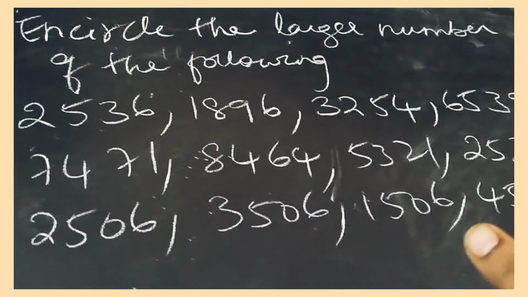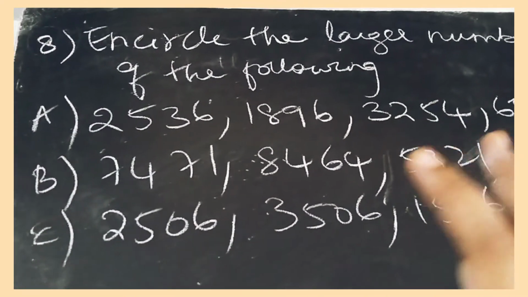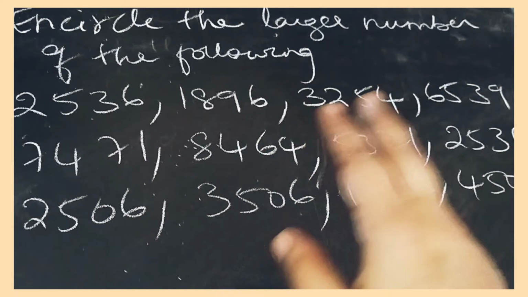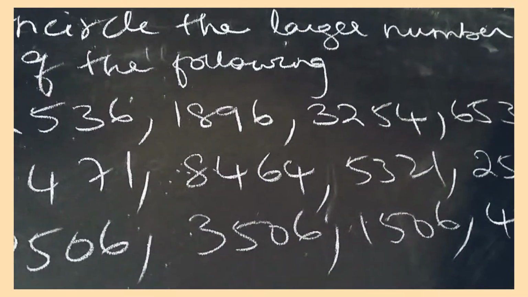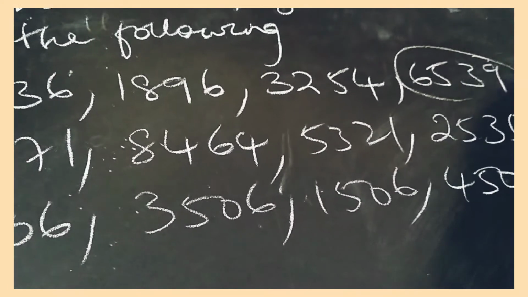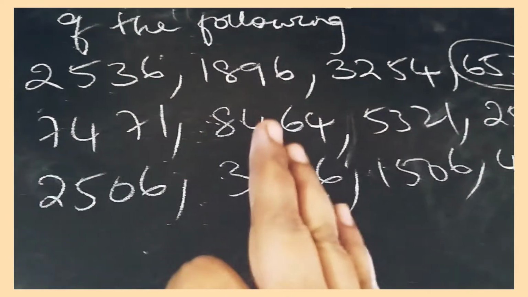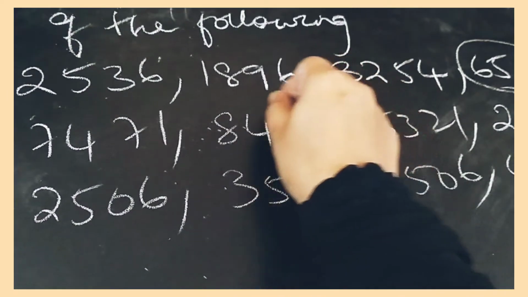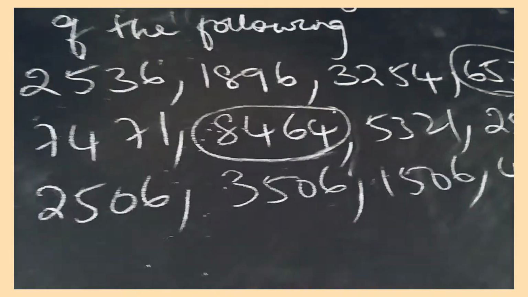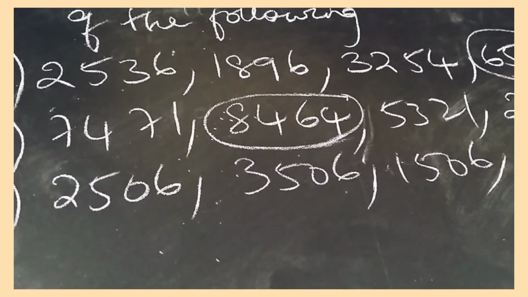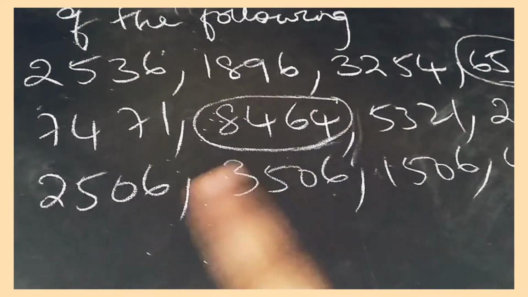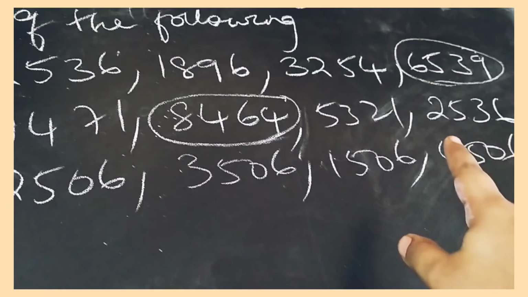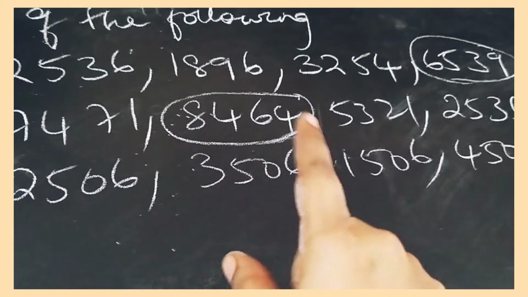Eighth sum is encircle the larger number of the following. Again same, you have to encircle the larger number. 2000 is given, here 1000, here 3000, here 6000. Which is the larger number? 6000, so you encircle this number. Next one is 7000, 8000, 5000, 2000. Which one is the larger number? 8000. No need to see all numbers, you can see the first digit also. Here 7000, here 8000, here 5000, here 2000. So you can take 8000 and encircle it.